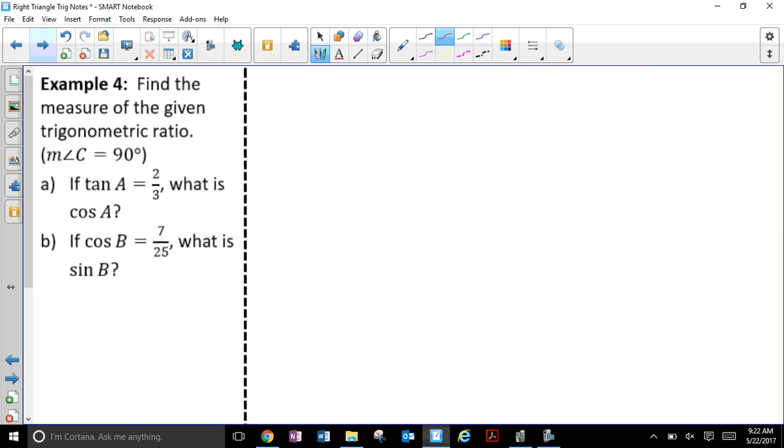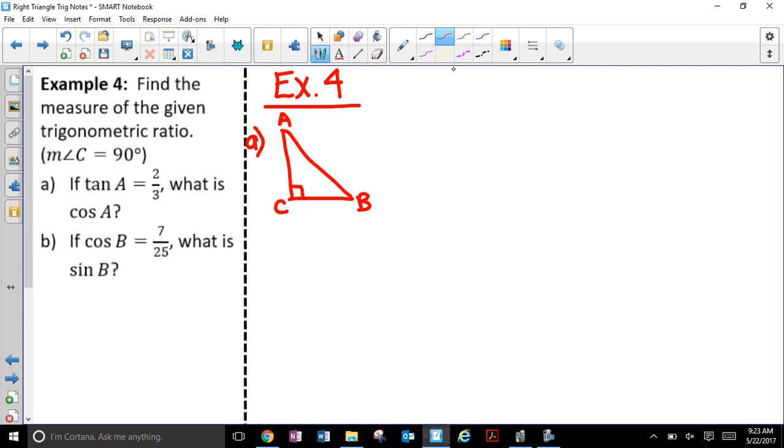Okay, example 4. Find the measure of the given trig ratio, and it's telling us that the measure of angle C equals 90, because I highly recommend you draw a picture. So on part A, they're giving us tangent of A. I'm going to draw a right triangle. So C is the right angle, and you can put A at either of the acute angles. I'm going to put it up here. So then this could be your B. Okay. So here on part A, the tangent of A is 2 over 3.